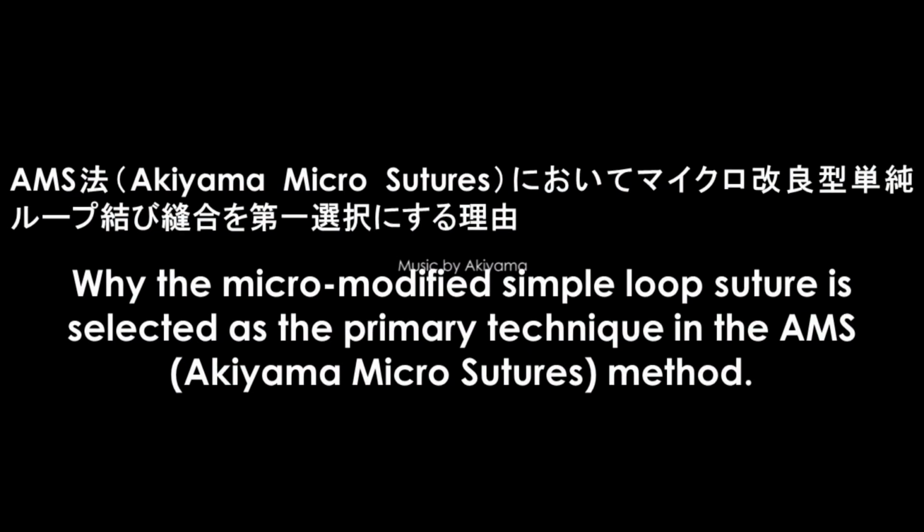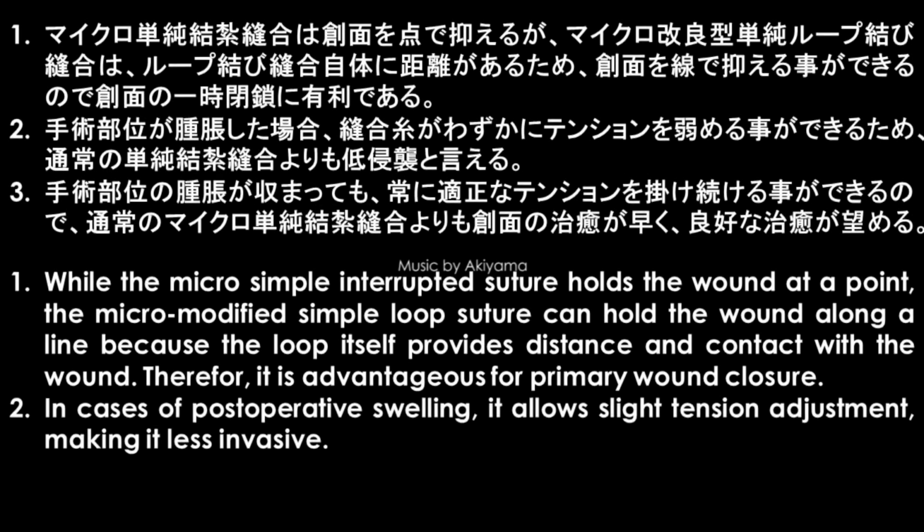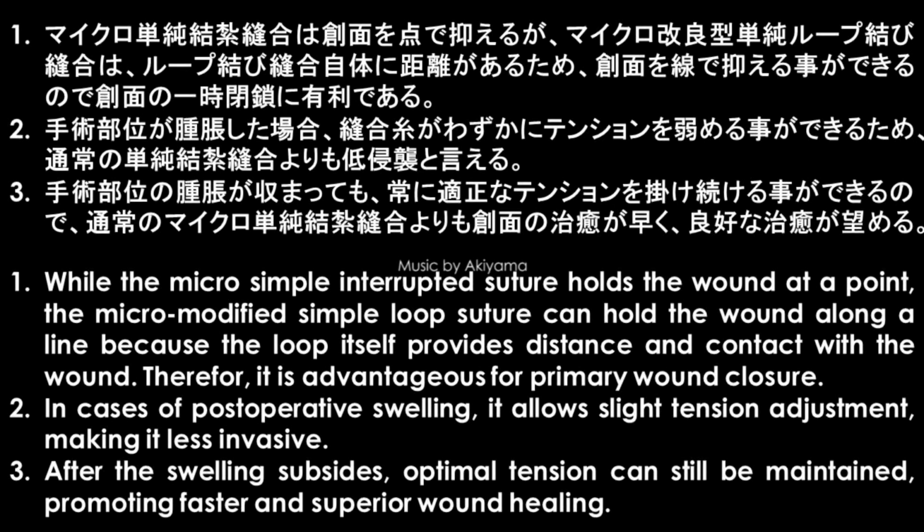Why the micro-modified simple loop suture is selected as the primary technique in the AMS, Akiyama microsutures, method. One, while the micro-simple interrupted suture holds the wound at a point, the micro-modified simple loop suture can hold the wound along a line because the loop itself provides distance and contact with the wound. Therefore, it is advantageous for primary wound closure. Two, in cases of postoperative swelling, it allows slight tension adjustment, making it less invasive. Three, after the swelling subsides, optimal tension can still be maintained, promoting faster and superior wound healing.